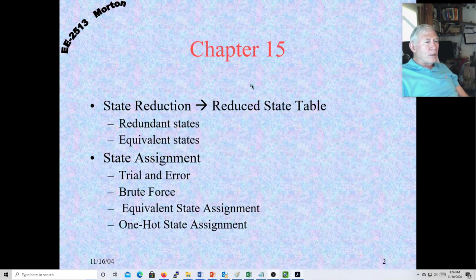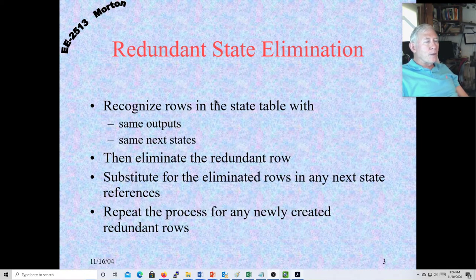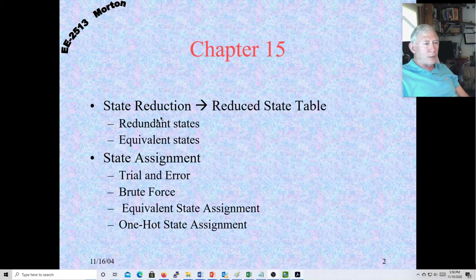All right. So let's do it. So first off, there are two different things we do for state reduction. One, we can eliminate redundant states. And two, we can do equivalent states. You can look for equivalent states in any state table. But you may not find them, but you can look for them.